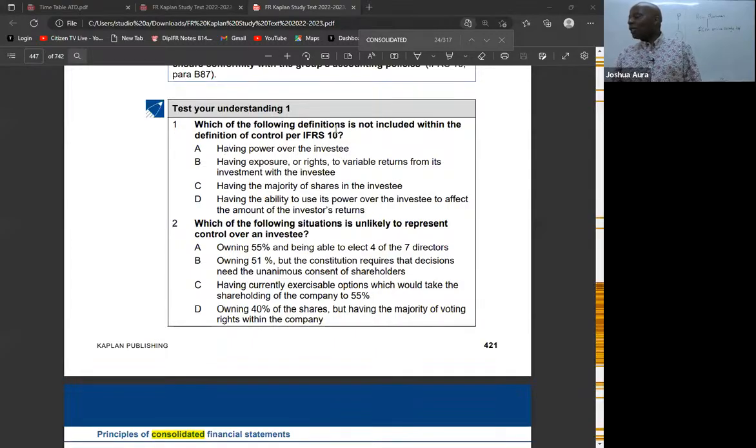Which of the following definitions is not included within the definition of control per IFRS 10? A, having power over the investee. B, having exposure or rights to variable returns from its investment with the investee. C, having the majority of shares in the investee. D, having the ability to use its power over the investee to affect the amount of the investor's returns. So which one of the following is not included within the definition of control by IFRS standards?